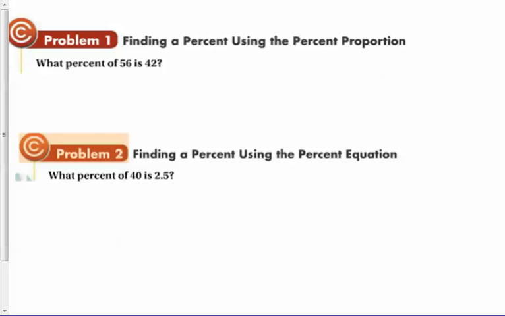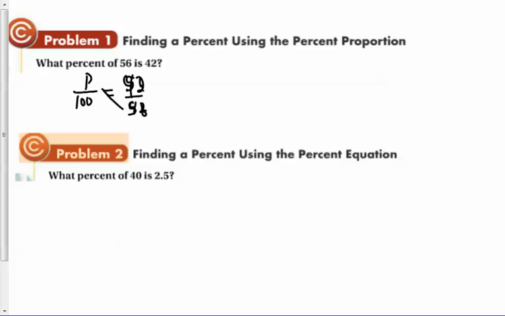Find a percent using the percent proportion. So what percent of 56 is 42? You can say what percent, so P out of 100 is what, 56 out of 42. Actually, I goofed that up. It's supposed to be 42 out of 56.